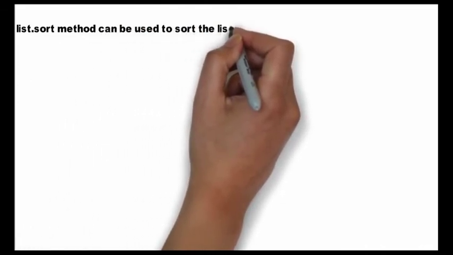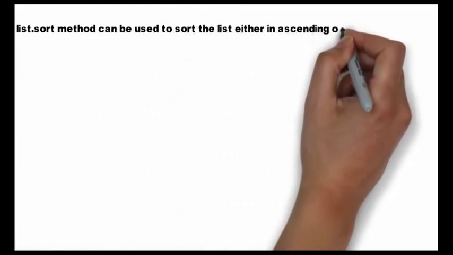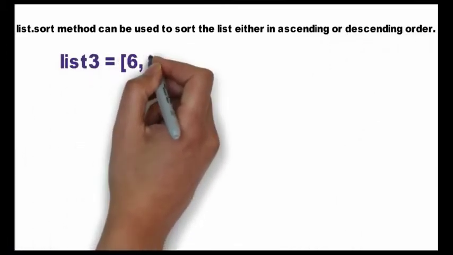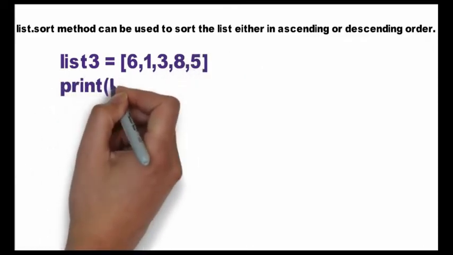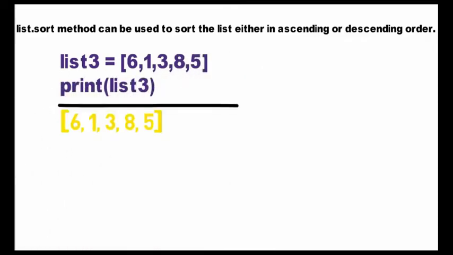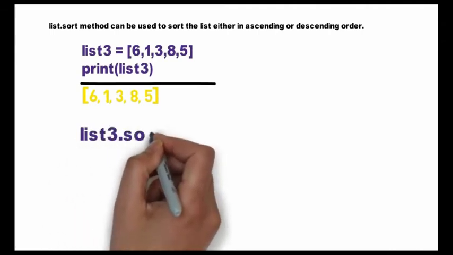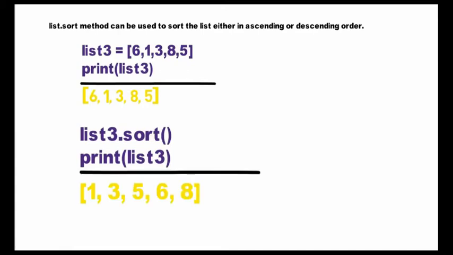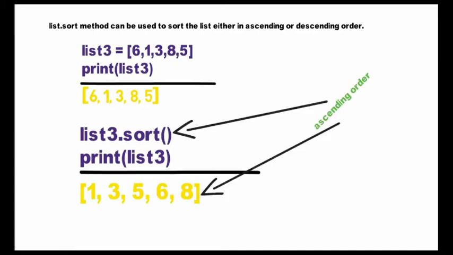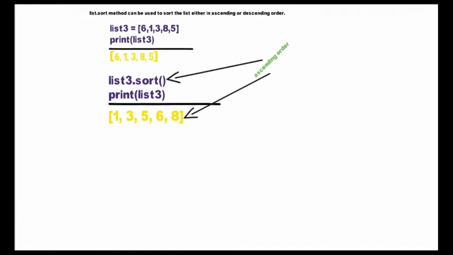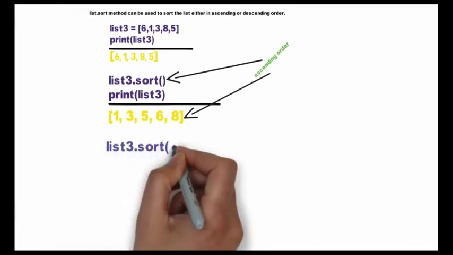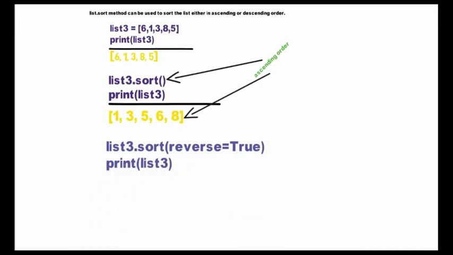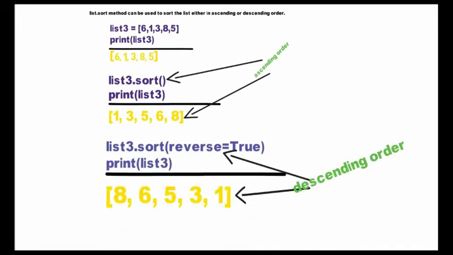The list.sort method can be used to sort the list either in ascending or descending order. Let's create list3 equal to 6, 1, 3, 8 and 5. Let's try to sort this list in ascending order using the list.sort method. By default, if we do not pass any argument, the method will sort the list in ascending order. If we want to sort the list in descending order, we have to pass the argument reverse equal to True.